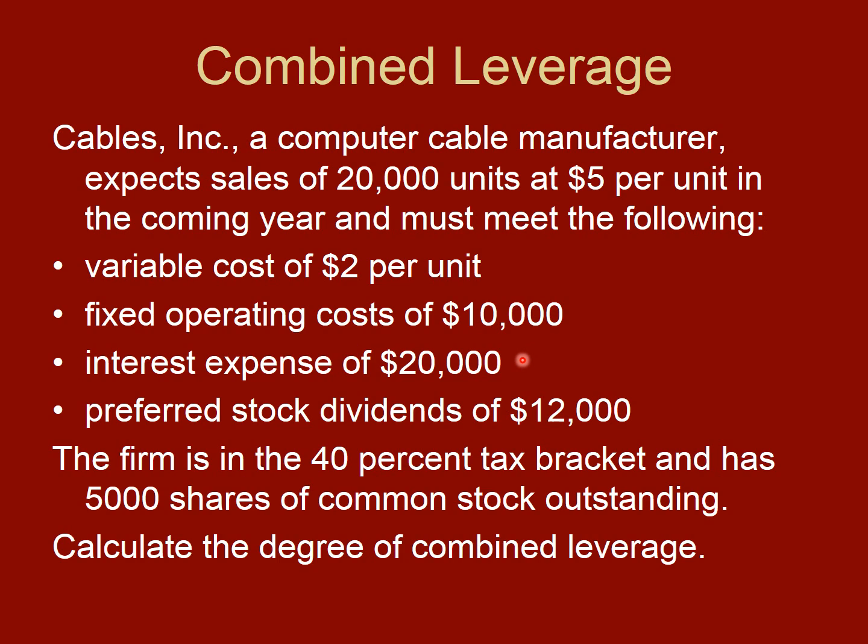Our interest expense is given at $20,000, and our preferred stock dividends are given at $12,000. The firm has a 40% tax rate, and it's said to have 5,000 shares of common stock outstanding. So we are asked to calculate the degree of combined leverage. First thing that's important to note is the degree of combined leverage takes into effect both the degree of operating leverage and the degree of financial leverage. So it takes both of those into effect, which is why it gets the name degree of combined leverage. Sometimes it's called the degree of total leverage.